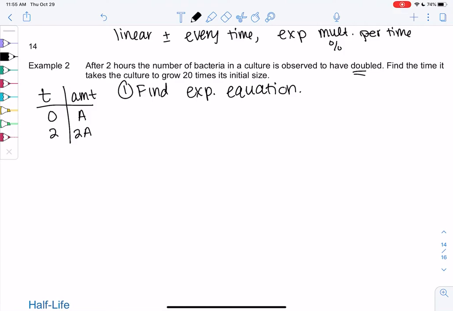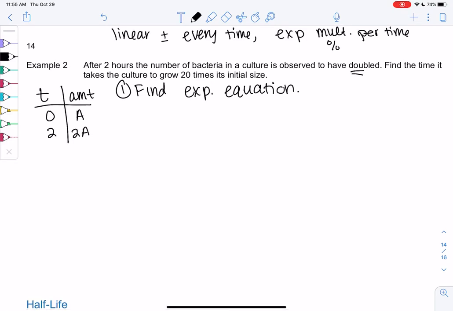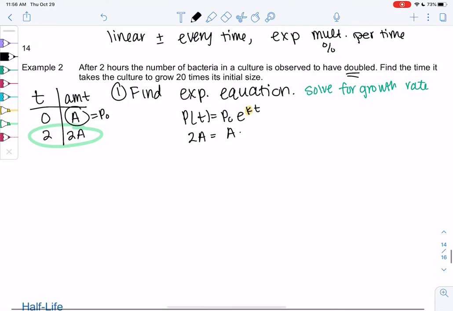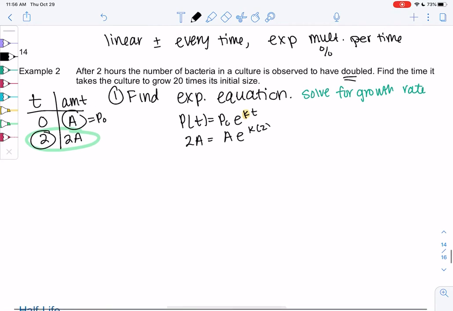So we're going to use the exponential equation. P of T is P0 e to the KT. And so we're going to try to figure out what K is. So when the growth rate isn't given, we need to solve for the growth rate. So I'm going to use this new point to find that. So we know 2A, I know the initial amount is A, equals e to the k, and time will be 2. So we're plugging in the doubling after 2 hours to find k. We don't know what A is, but when we divide both sides by A, we never see A again, so that's fine. So 2 equals e to the 2k.